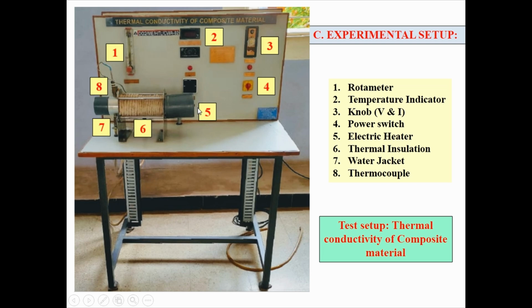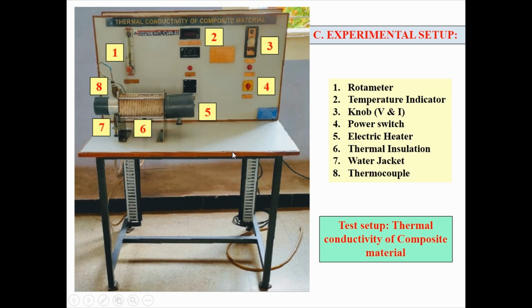Okay, so now this is the main heart of the experimental setup. The composite rod is inside and it is insulated by an insulating material. One end of the composite material is connected to the electrical heater and the other end of the composite material is connected to the water jacket. This is about the experimental setup.